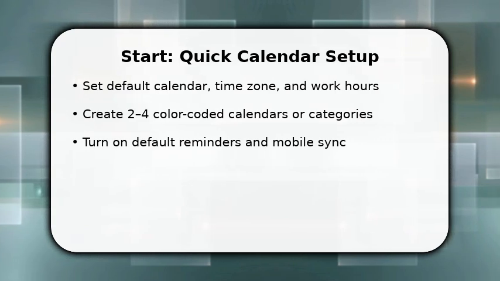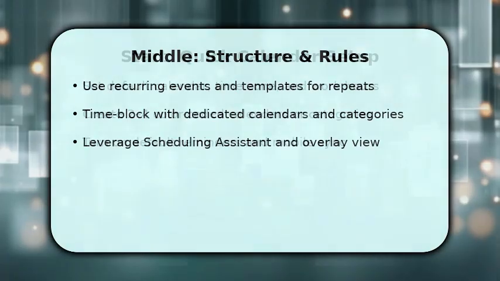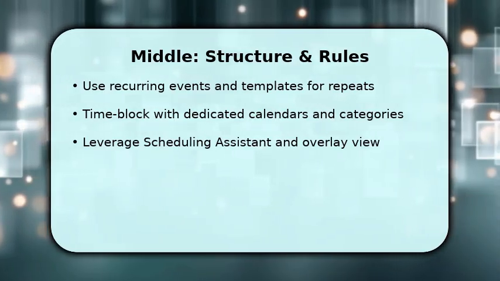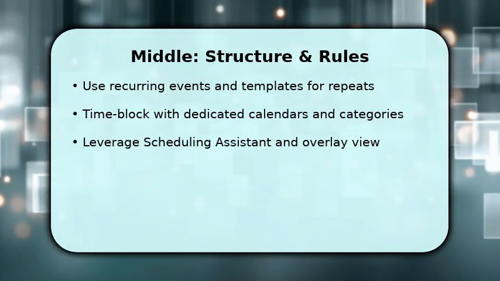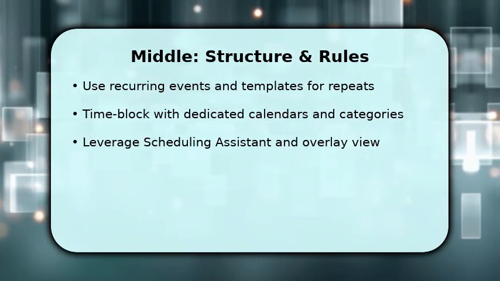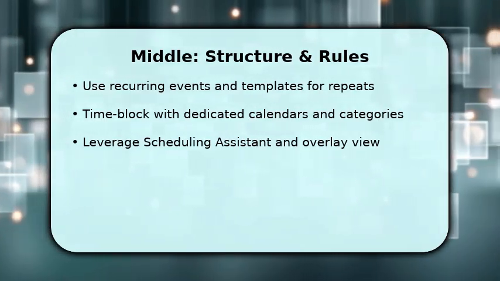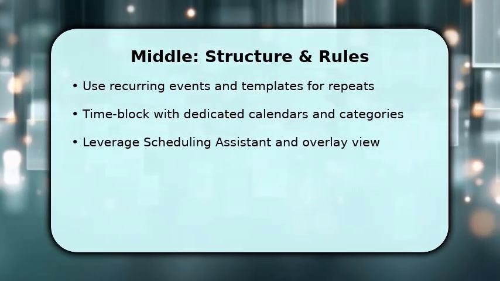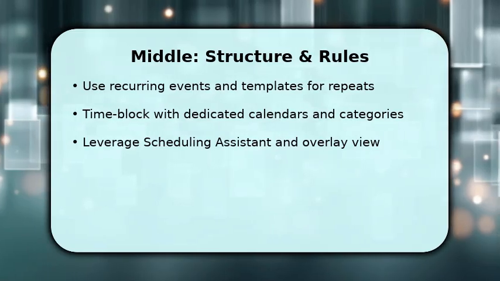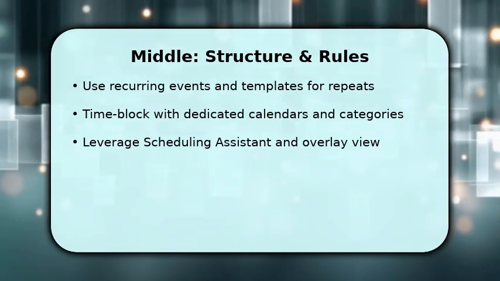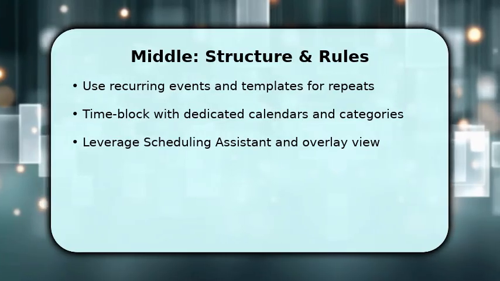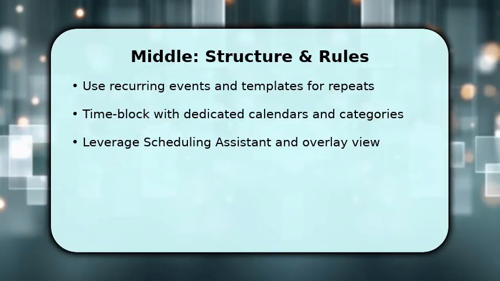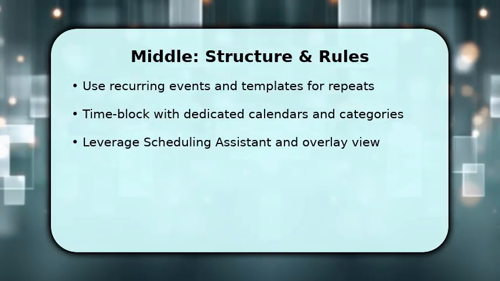Now we'll layer in recurring rules and time blocks. Next, build durable structure. Convert frequent entries into recurring events or use templates for common meetings. This reduces creation time and keeps patterns consistent. Time block deep work on a dedicated calendar or category and mark admin on another. Overlay them to spot conflicts. Use the scheduling assistant when coordinating across people and check the overlay view to avoid hidden clashes. Make rules to auto-assign category based on organizer or subject.